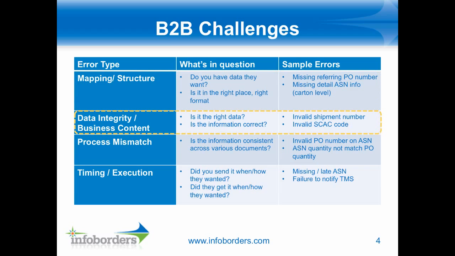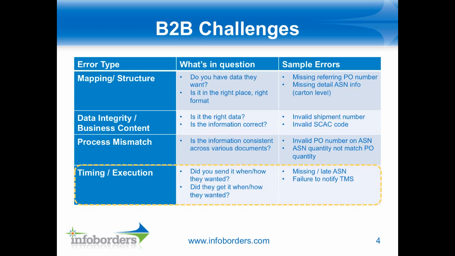Data integrity errors occur when a transaction is properly structured, but some data does not match the mutually agreed value. For example, a shipment document with an invalid carrier code. Process mismatch errors occur when information on related documents does not match. For example, the quantity shipped does not match the quantity that was billed, or the PO number is not valid on the ASN.